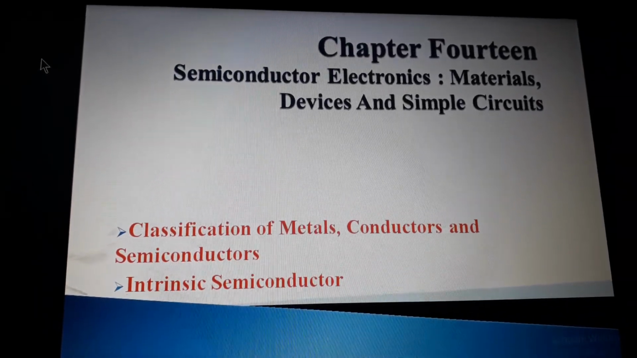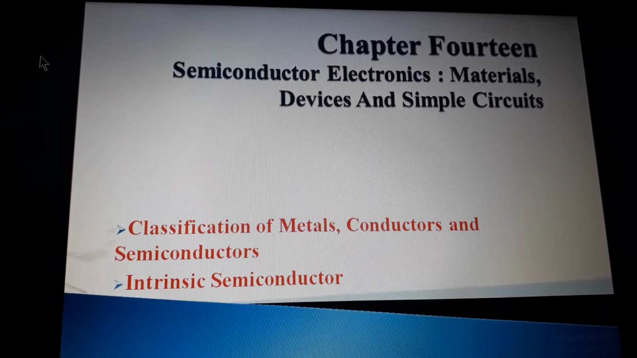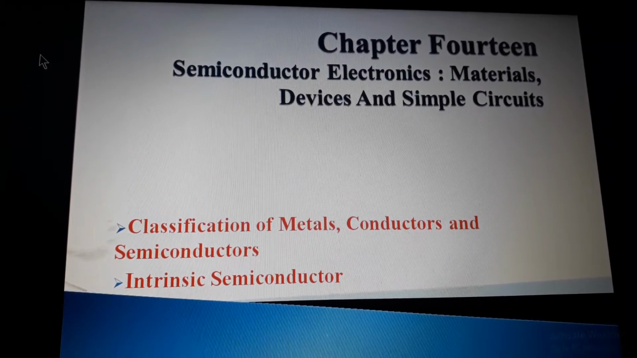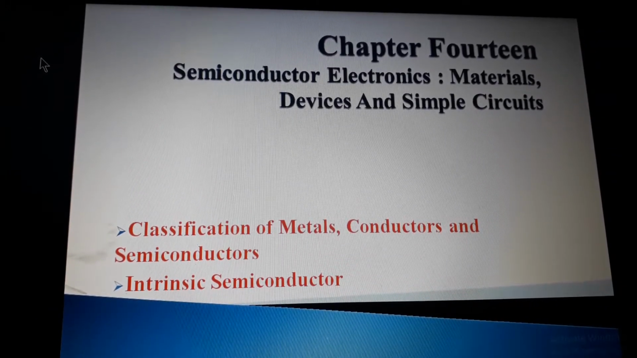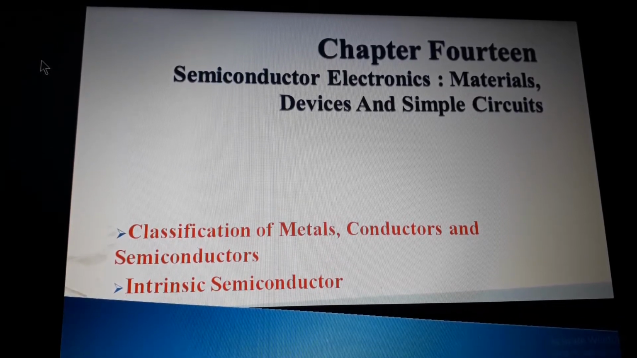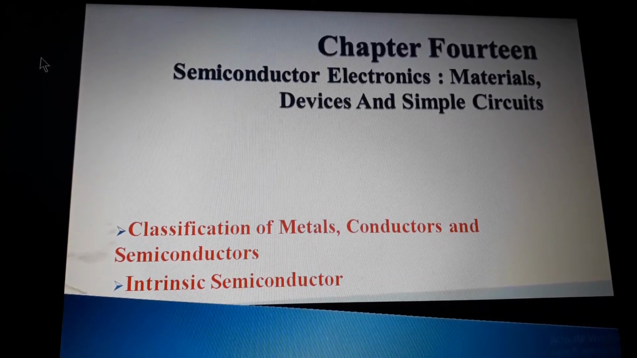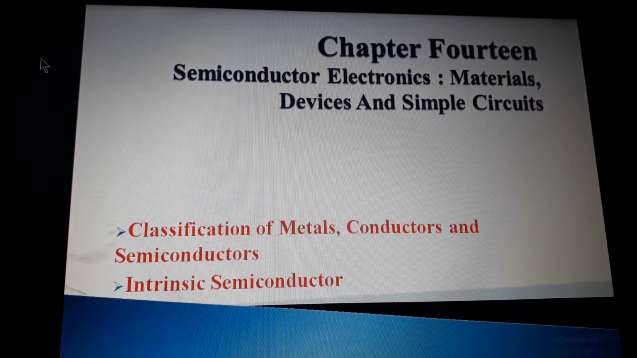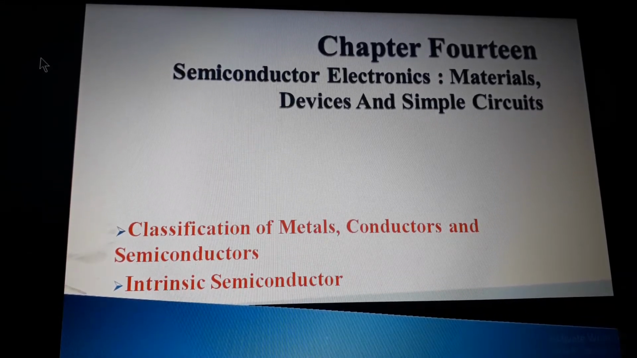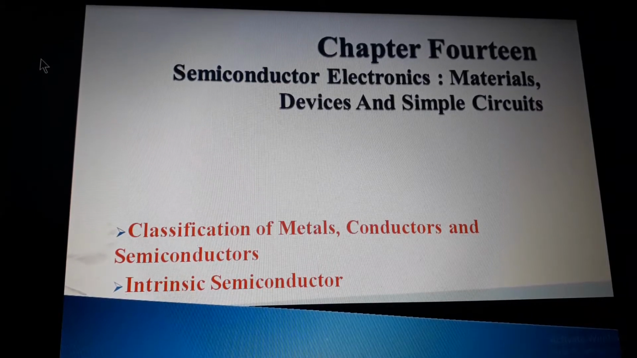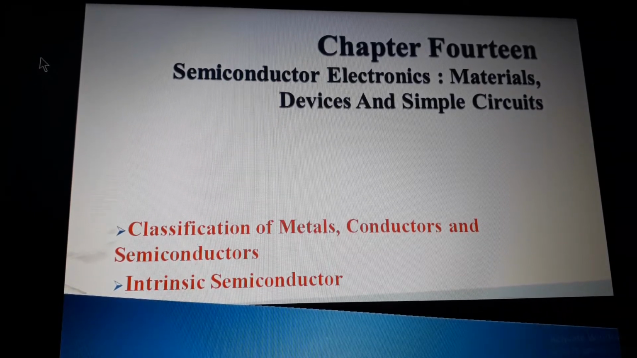Hello students, today I will start a new chapter, chapter number 14, Semiconductor Electronics, Material Device and Simple Circuits. This chapter carries 7 marks. Now the first topic is classification of metals, conductors and semiconductors, and the next topic is intrinsic semiconductors. So today I will explain these two topics.